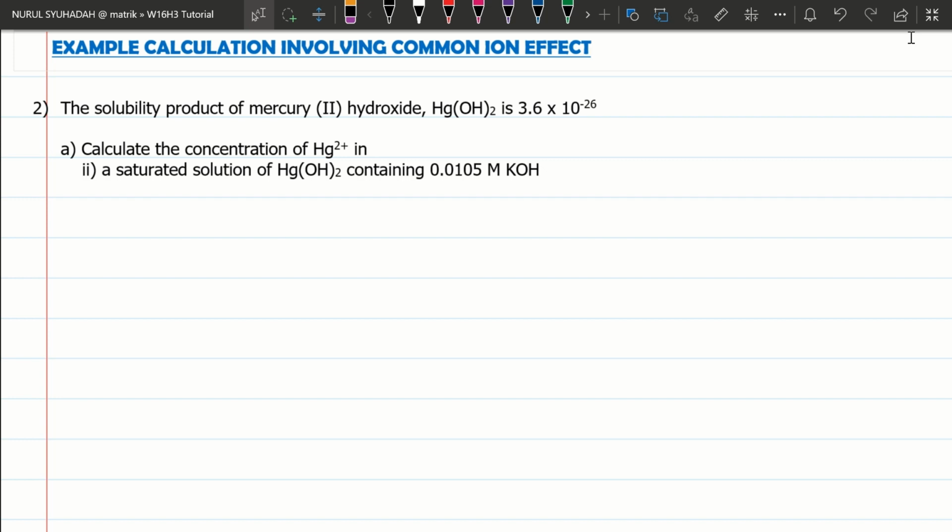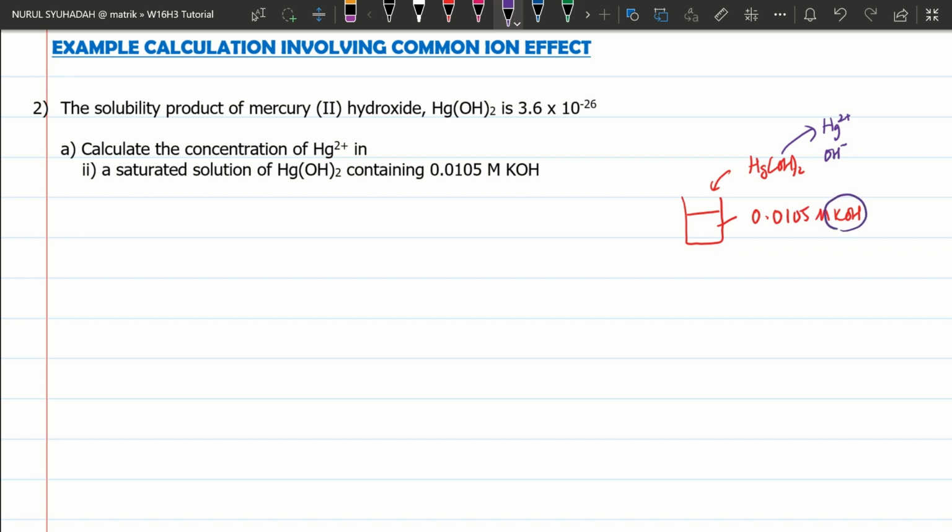Okay, mula KOH. So, ceritanya sekarang adalah kita ada satu bekas. Okay, dalam bekas ni kita dah ada 0.0105 molar KOH. Okay, dan kita tambah dekat situ HgOH2. Okay, jadi kita analyse. So daripada mercury hydroxide, kita ada Hg2 plus dengan OH minus.